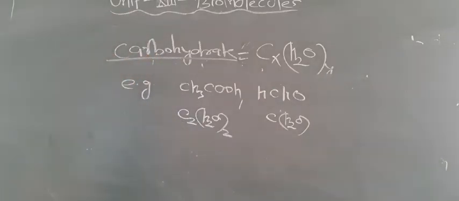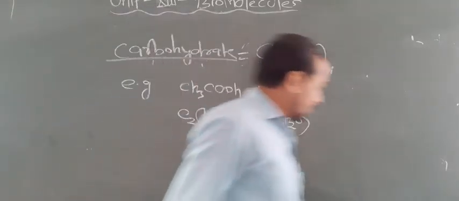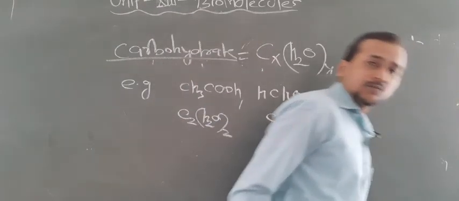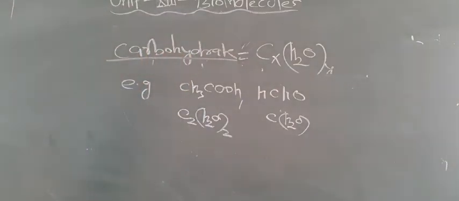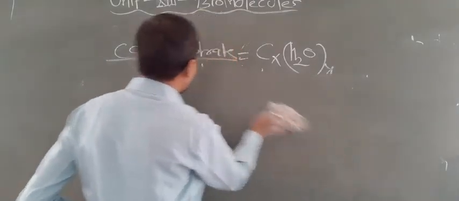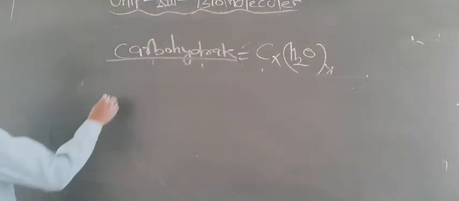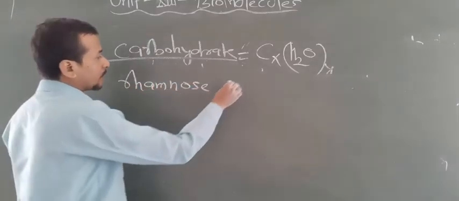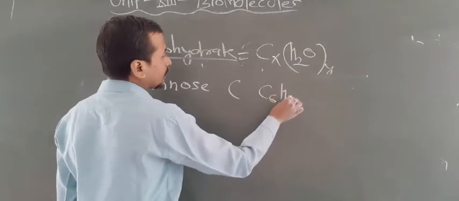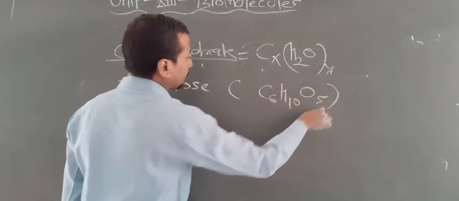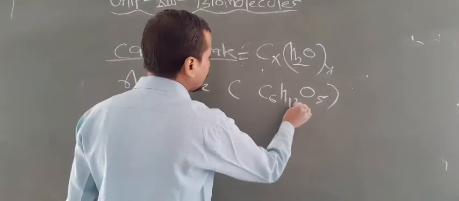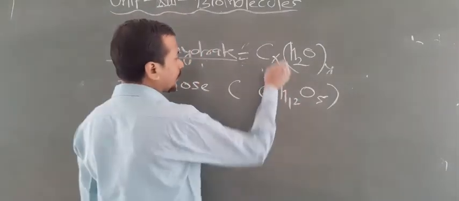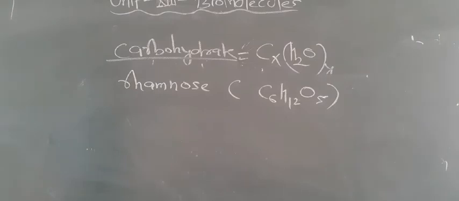Okay, some more conditions may arise, some more formulas which do not fit the formula of carbohydrates, but they are basically carbohydrates. So look here, these are not carbohydrates, but now rhamnose, the formula of this rhamnose is C6H12O5. Now this does not fit in this formula, but this is basically a carbohydrate.